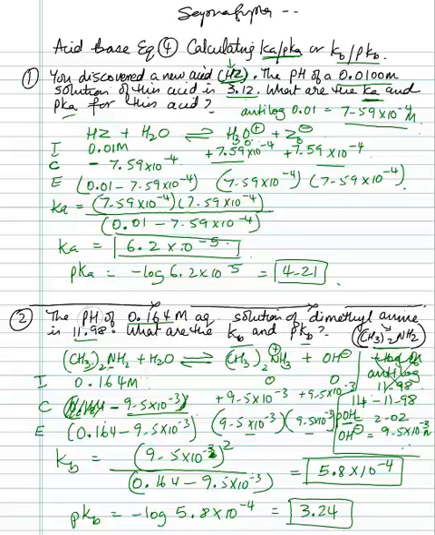A little bit involved over here. Don't forget, if you're given the pH of a base, then you have to first find the pOH. That's what I forgot to do here before. So find the pOH first, and then you do the calculations.